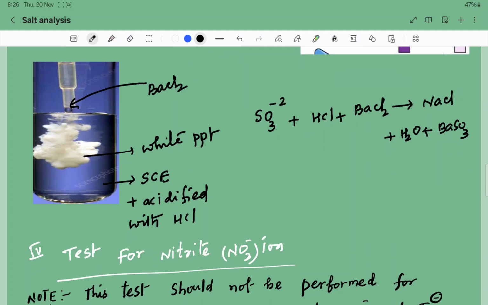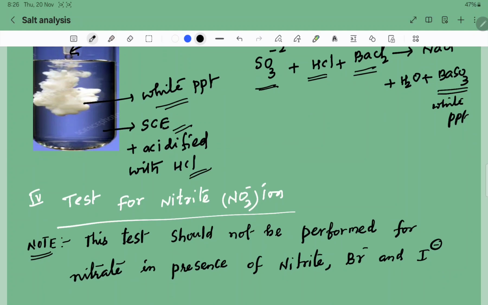Next, one more confirmation test, student, for a compound having SO3 2 minus. Take the sodium carbonate extract, acidify with dilute HCl, then add barium chloride dropwise, and a white precipitate is observed. So SO3 2 minus acidified with dilute HCl, add barium chloride dropwise, and you will get barium sulfite as a white precipitate, student, right? Barium sulfate is also the same white precipitate. It is oxidized with bromine water, then BaSO3 is converted into BaSO4. We will discuss it in the sulfate reaction, right?